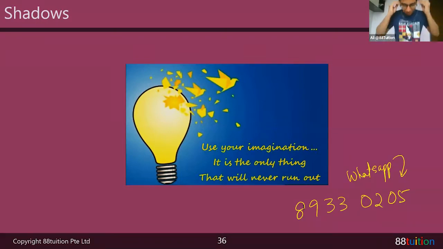I am going to Sentosa. Those who are here, let's go Sentosa. Ta-da!